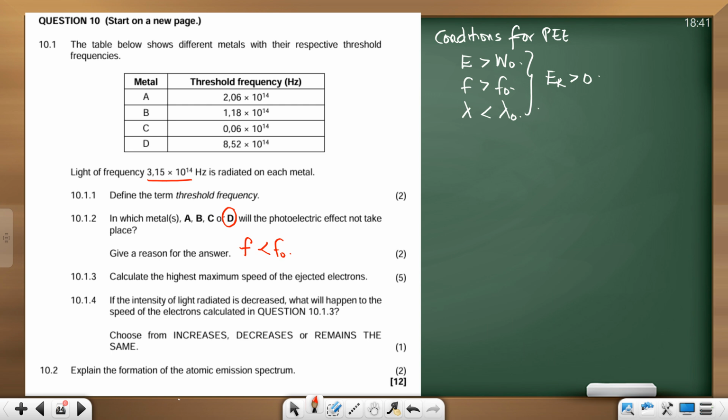Okay, all right. But I hope it makes sense, guys. The frequency is less than the threshold. You guys like laughing a lot. Frequency is less than threshold frequency, so there is no photoelectric effect. Calculate the highest. I love this word, highest. Where will I have the highest? I'll have the highest where I have the smallest work function.